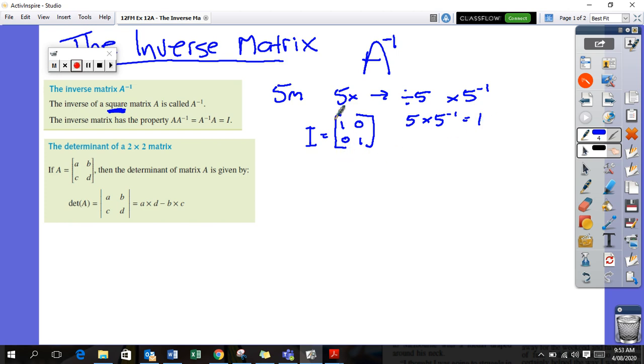And this matrix acts very similarly to the number 1. If we multiply a matrix by this, we get the same answer back. So whatever matrix we multiply by the identity matrix, we get the same answer back. So that's basically what an inverse matrix is.